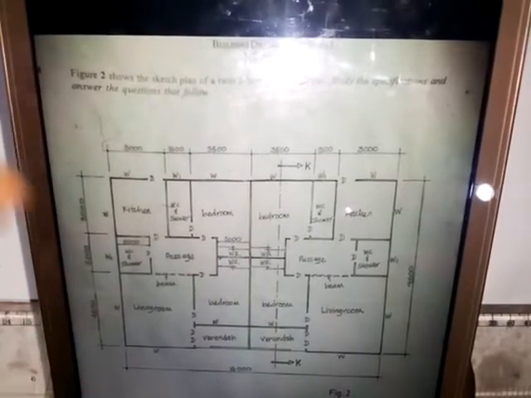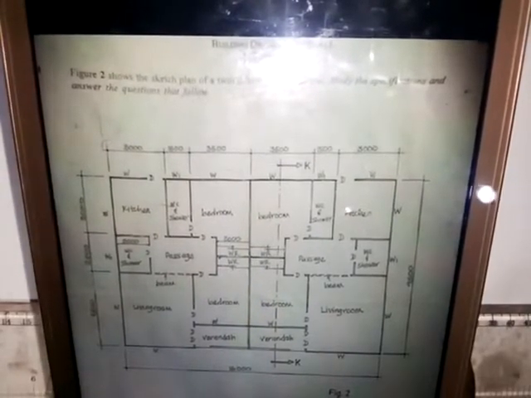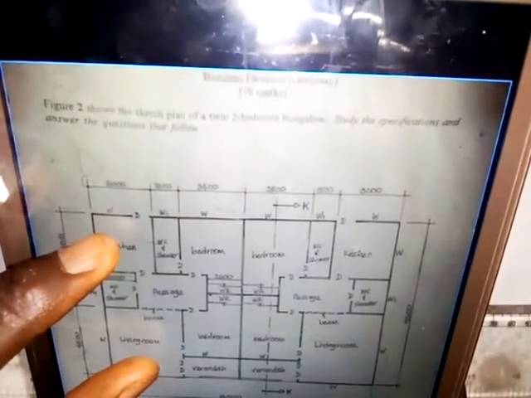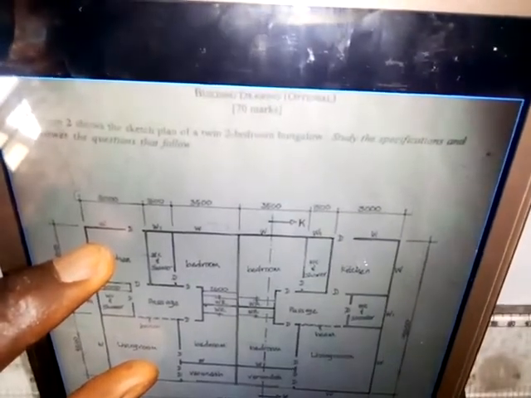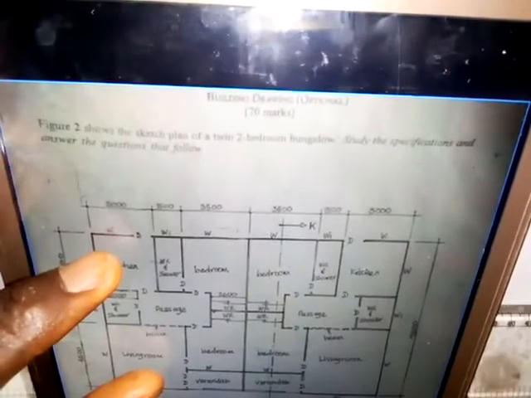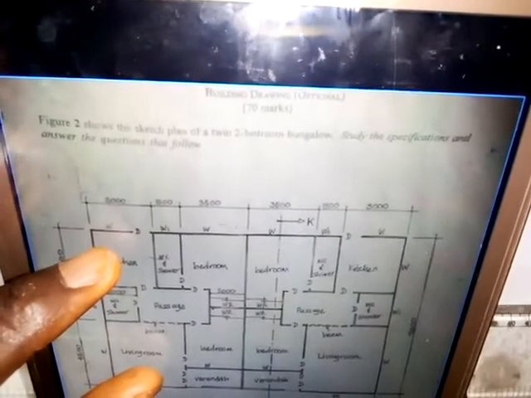Now, before I begin to talk about what we have in the building plan, and then we look at the specification, let us look at what the instruction says so that we can know what we are to do. And here we have that figure 2 shows the sketch plan of a twin two-bedroom bungalow. Study the specifications and answer the questions that follow. That is the instruction that we are given here.